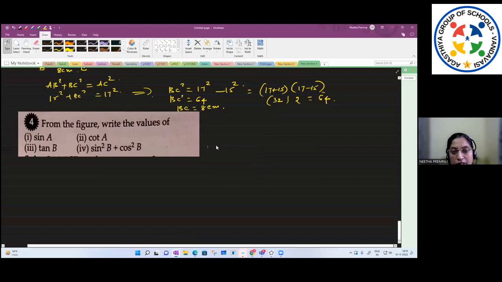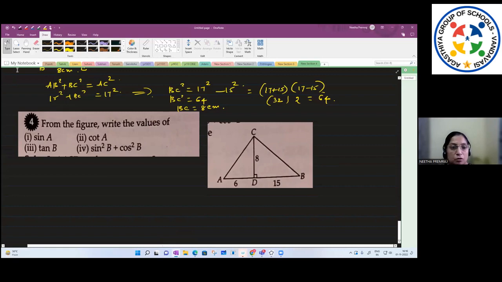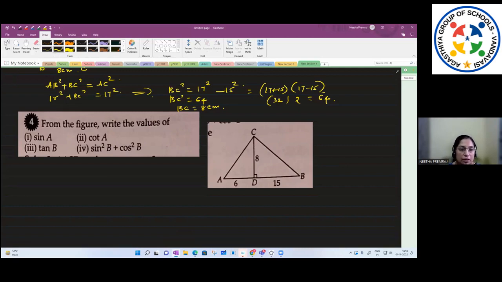So the figure is given in the sum. Okay. Now we will see how to solve this. You have to find these values. Sine A. According to this angle, this is the adjacent side. This is the opposite side. This is the hypotenuse, isn't it? So before starting this one, you're supposed to find AC. So you consider the triangle ADC. So you have to start this way.